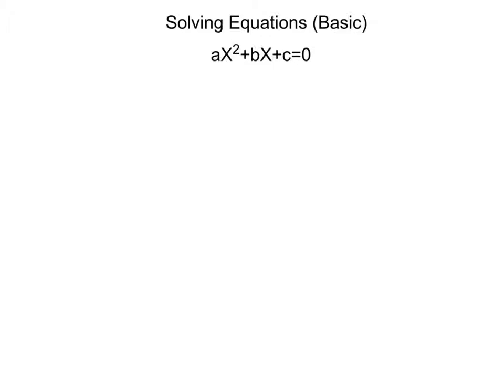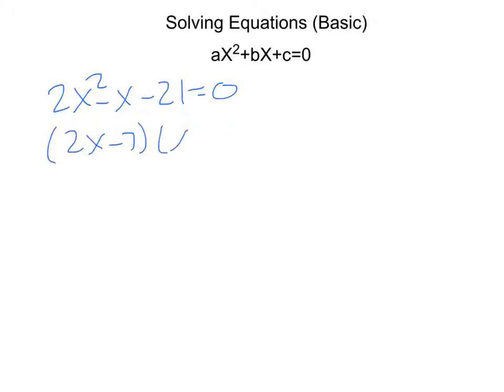Here's a slightly more difficult one. Let's say 2x squared minus x minus 21, and of course equal to 0. So you're going to factor this. Hopefully you got 2x minus 7 times x plus 3 equal to 0. So 2x minus 7 equal to 0, and x plus 3 equal to 0.